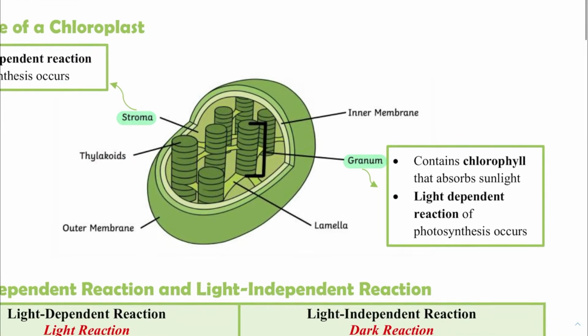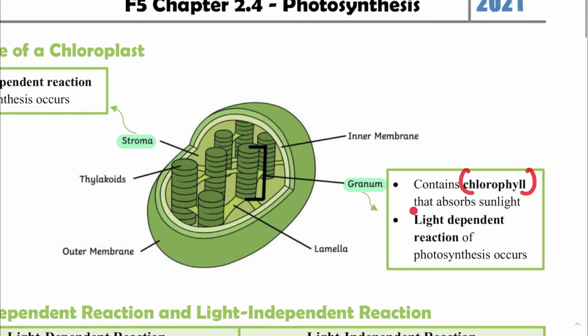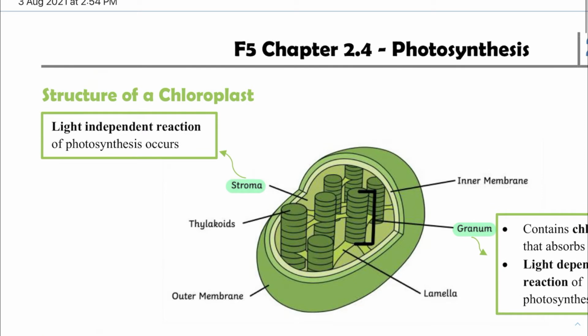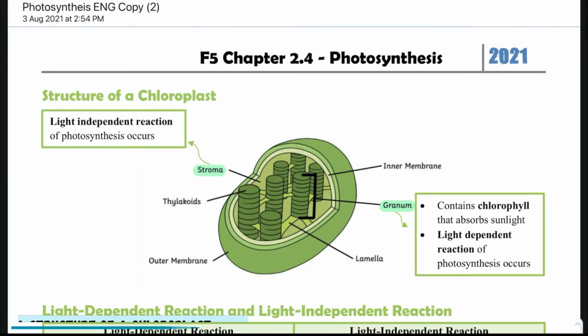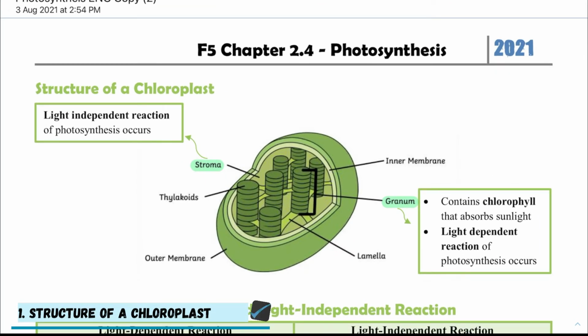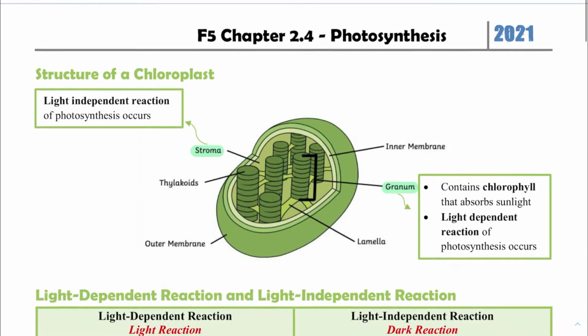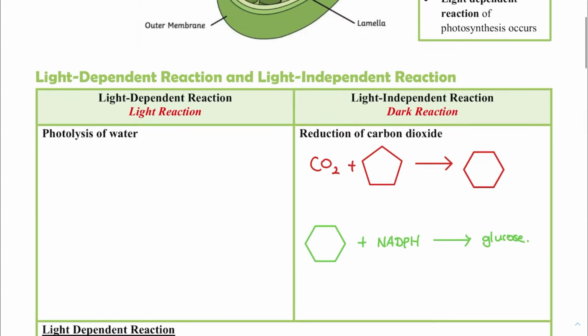The granum is where you have the chlorophyll, and this is where the light-dependent reaction occurs, because chlorophyll is the one that absorbs sunlight, and the process that requires sunlight is the light-dependent reaction. And the stroma is basically the liquid part of the chloroplast. This is where the light-independent reaction will take place. So you only need to know these two structures inside the chloroplast. Now, let's go straight into the next one, the light-dependent reaction and the light-independent reaction.